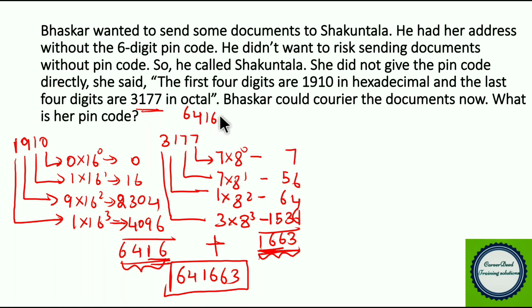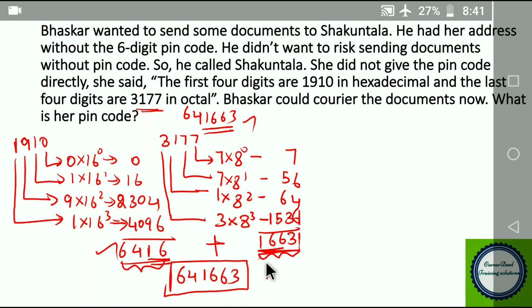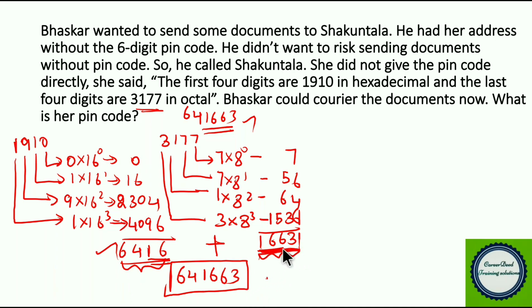So we know how to convert the hexadecimal and octal numbers, everything, but sometimes we might make a mistake in choosing the PIN number, right? Because you had a 4-digit number and a 4-digit number. So if you write 6416 and 1663, this becomes your wrong answer, right? So you have to choose only the specified digits because it is a 6-digit number.